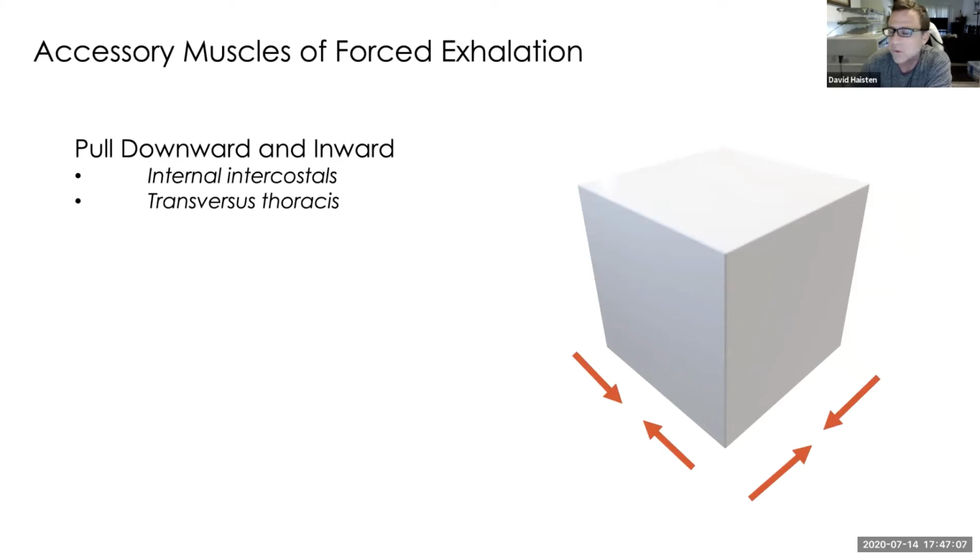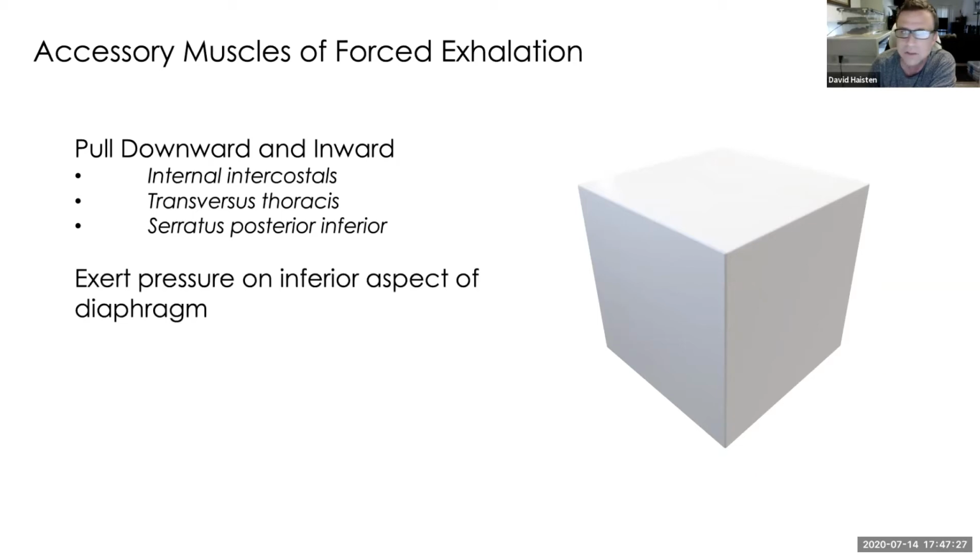Okay, you have this weird muscle called transversus thoracis. It's actually located in the front of your thoracic cage, but it's inside your ribs. So we'll look at that, transversus thoracis, and serratus posterior inferior. All of these will pull your rib cage down and decrease the volume of your thoracic cage. Additionally, there are some muscles that will put pressure on the underside of your diaphragm and push your diaphragm up even more. Push that diaphragm up and push that air out, decrease thoracic volume.